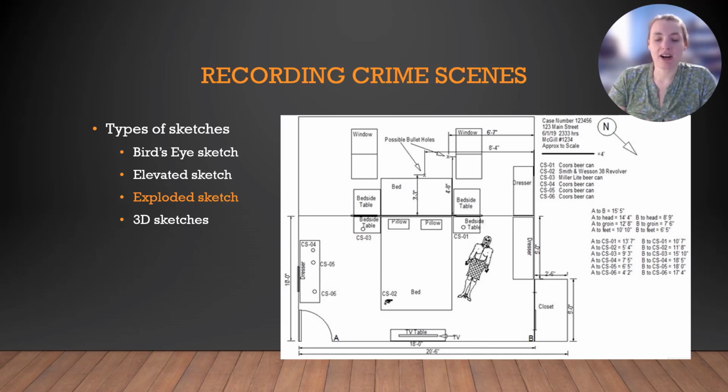Exploded sketches do not always have to include all vertical walls of the scene. For example, here's an exploded sketch that includes a bird's eye sketch of the room with an elevated sketch of a single wall, the one behind the victim. That wall contains potential bullet holes, so they needed to document the vertical measurements. Since the other walls did not contain similar evidence, they were not documented in the same manner. Again, this is a decision that you make at the scene, because if you don't have those measurements, you're never going to be able to do those sketches.